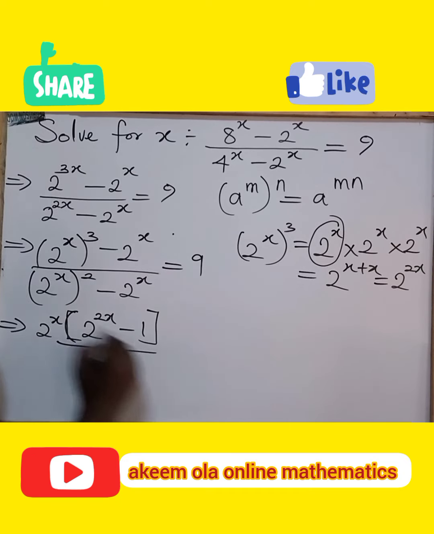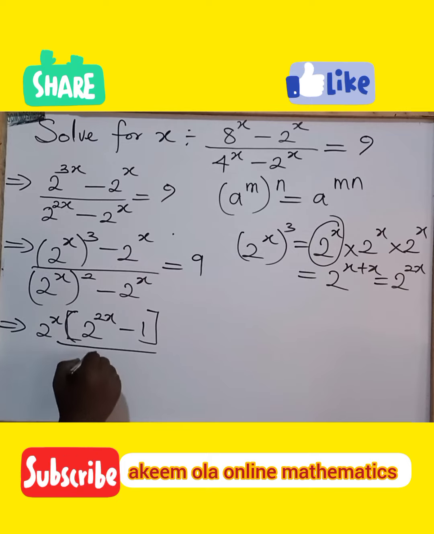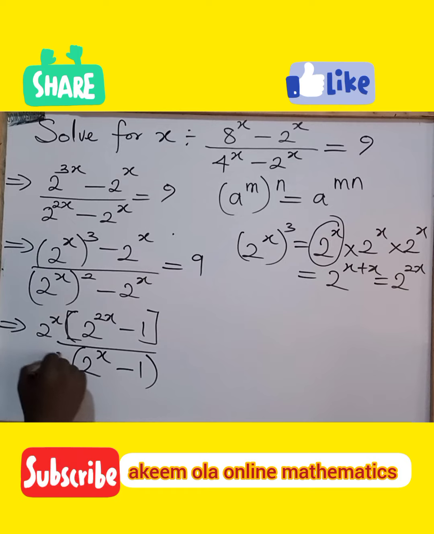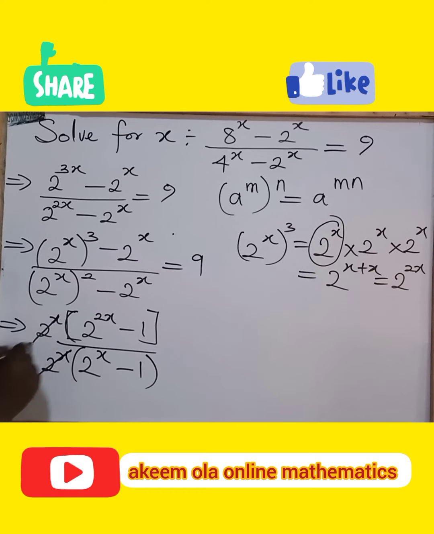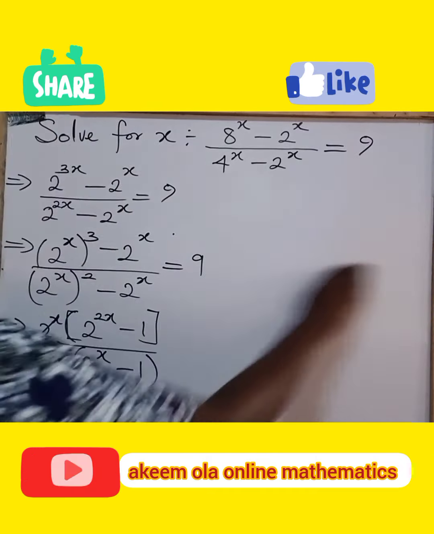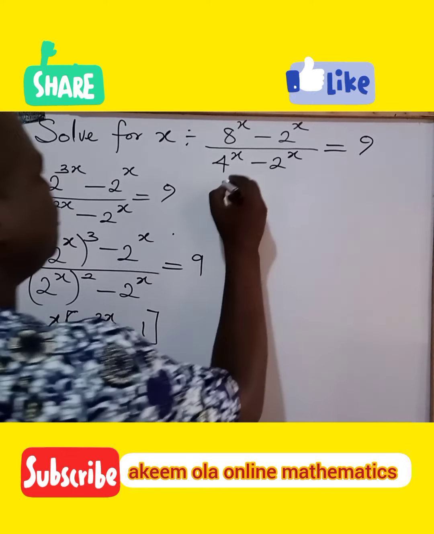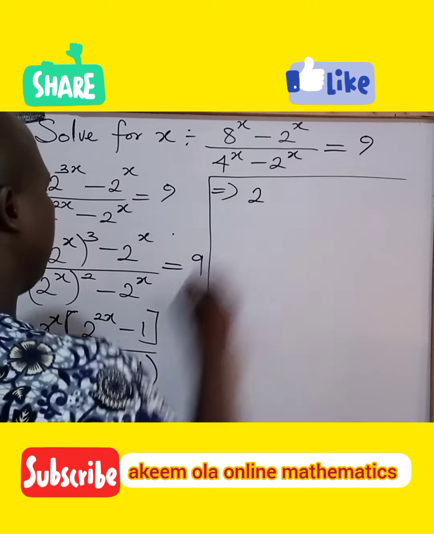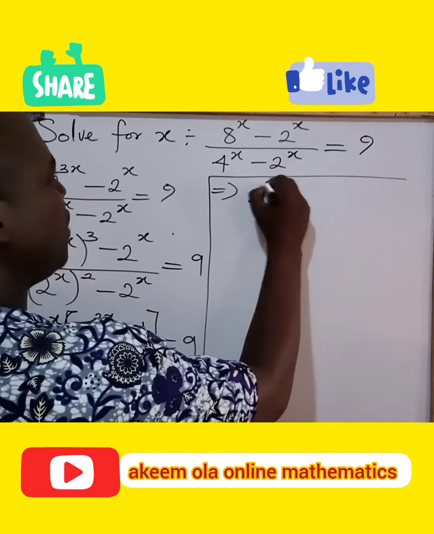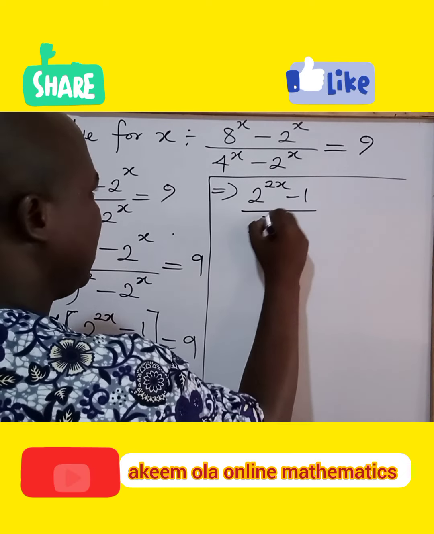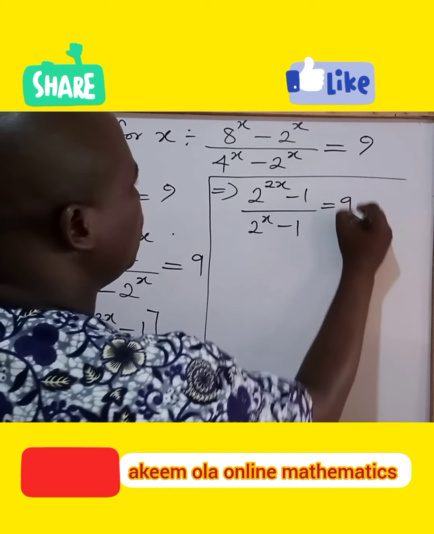Then the denominator, we are going to have 2 to the power of x minus 1. Then we have the one that is common, 2 to the power of x. That means the 2 to the power of x that is common now, we cancel. So we are left with this particular equation: 2 to the power of 2x minus 1 all over 2 to the power of x minus 1 is equal to 9.